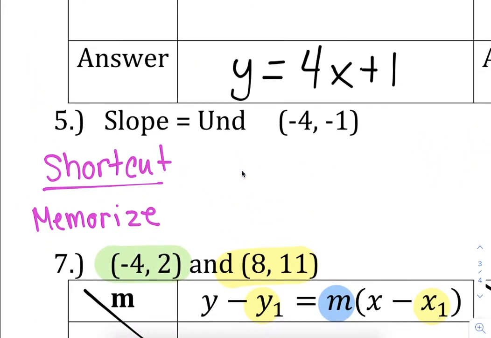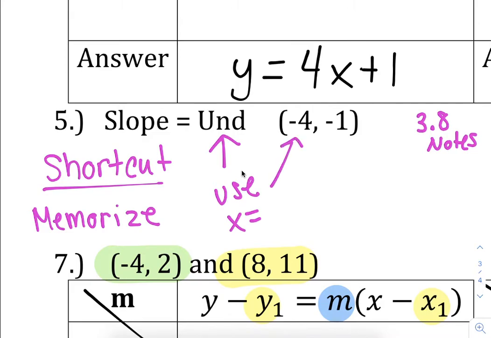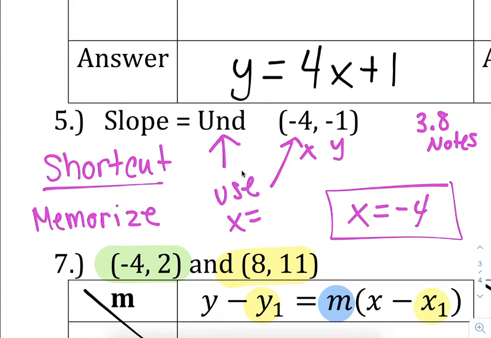Number 5, we have already learned that whenever you have an undefined as a slope, that means that you're supposed to use an x equals. We literally have already done these, okay? This came right out of the 3.8 notes, okay? So if I'm supposed to use an x equals, then I choose my x. So my answer should be x equals a negative 4.